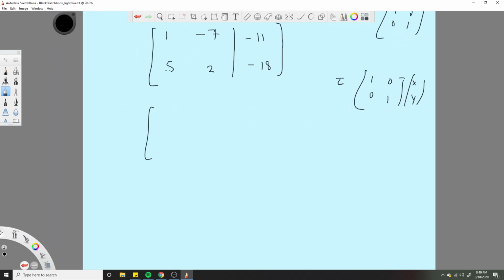First off, we need to get this 5 to be a 0, just like over here we want a 0. So we're going to do -5 row 1 plus row 2. So -5 times 1 plus 5 is going to be 0. These values of row 1 aren't changing. -7 times -5 is 35 plus 2, 37. -11 times -5 is 55. 55 minus 18, 37.